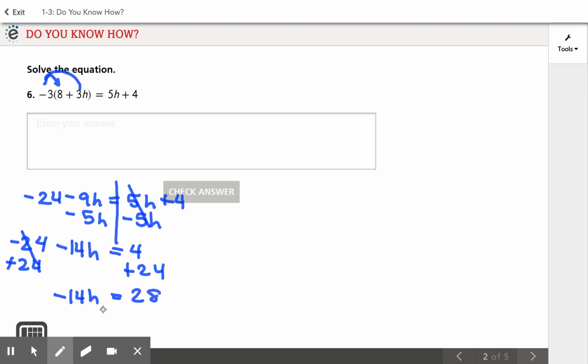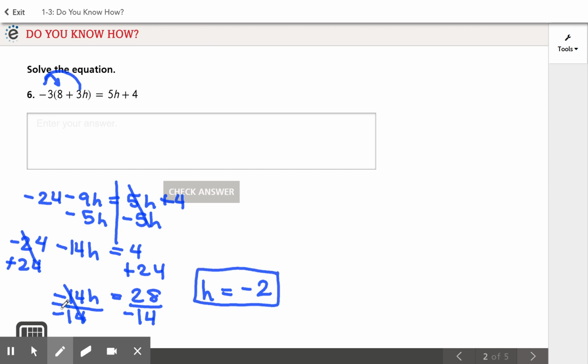Another common mistake that I see, students leave off the negative when dividing. You're taking that whole number. So it's negative 14, so I have to divide by negative 14. So then I get h equals negative 2.